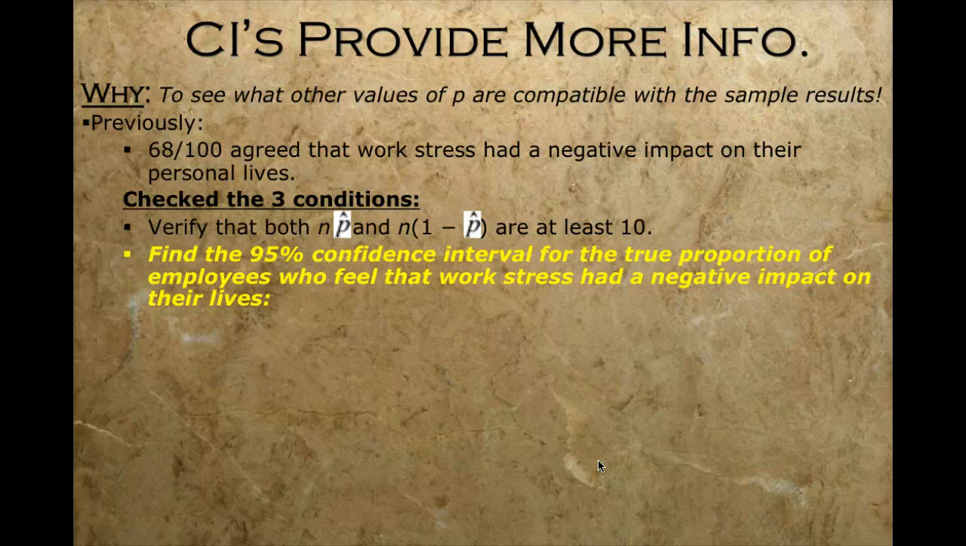So to see what other values of p are compatible with the sample results, for example, in this case, we had 68 out of 100 that agreed work stress had a negative effect on their personal lives. Now in this case, notice when I checked my conditions for a confidence interval, I do not start with a hypothesized value of p. Therefore, in my conditions of a confidence interval, I would in fact use p hat. So this says, find the 95% confidence interval for the true proportion of employees who feel that work stress had a negative impact on their lives.